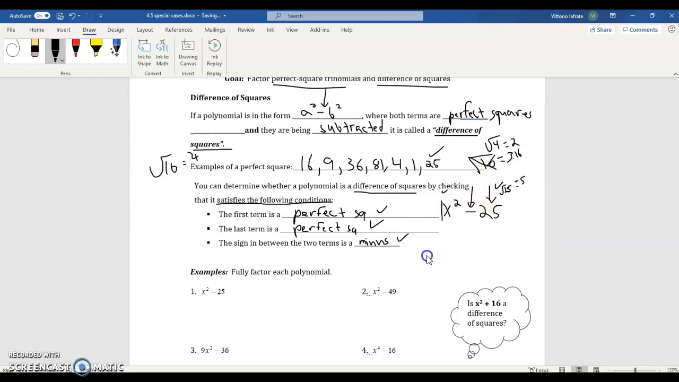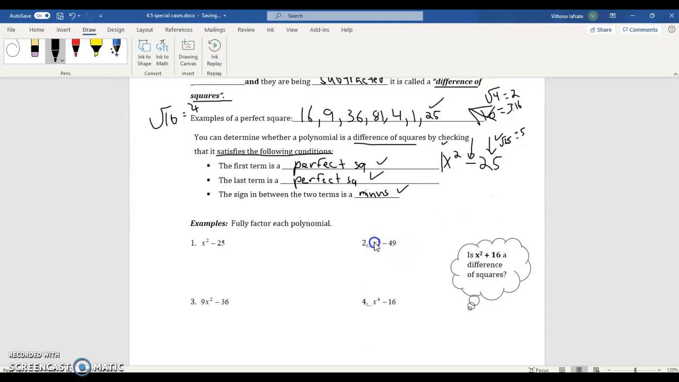Okay, and if you take a look over here, x squared minus 49, well, the first term is 1x squared, that's a perfect square. The second term is 49. If you take the square root of it, that's 7. That's a whole number. So that means that this is a perfect square as well. They're joined together by that negative, so we have a difference of squares over here.